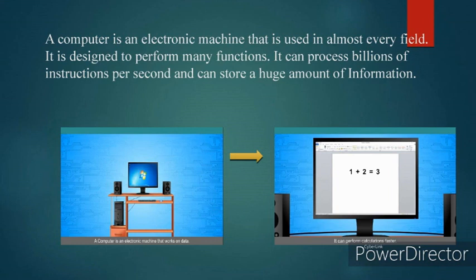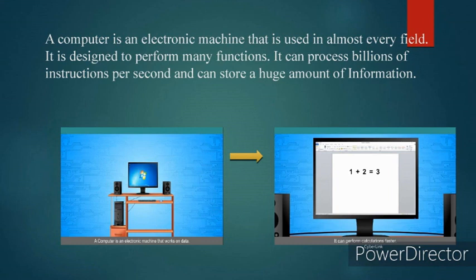A computer is an electronic machine that is used in almost every field. It is designed to perform many functions. It can process billions of instructions per second and can store a whole amount of information. You can say it in your own words. You can say that a computer is an electronic machine which takes data from an input device, then processes it and generates its result to an output device.